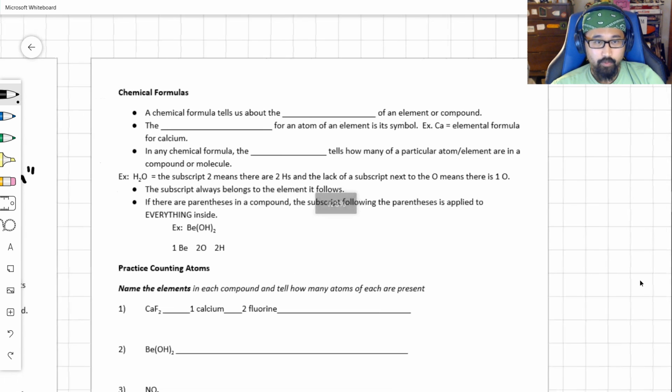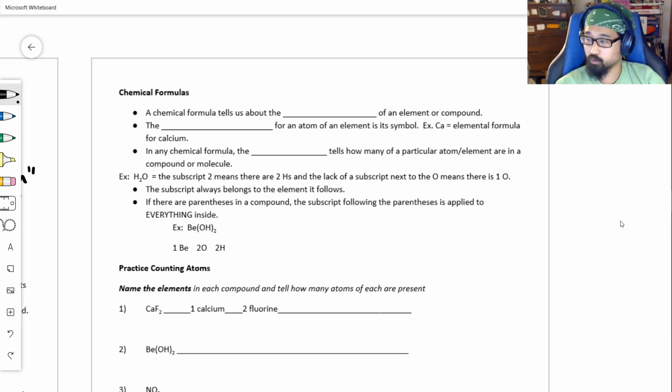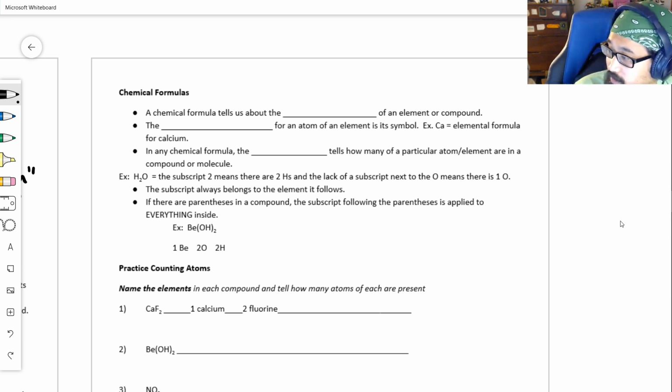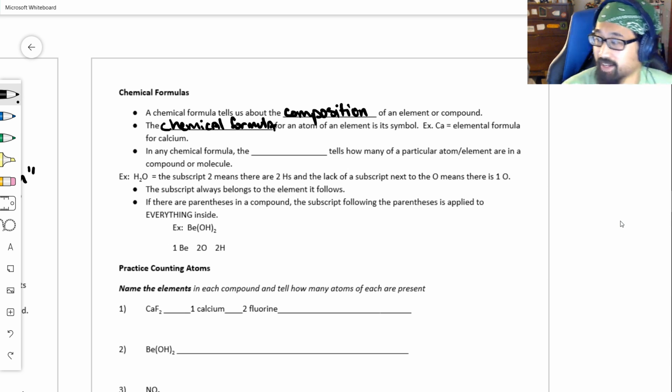I want to talk very quickly about the basics for a chemical formula. Chemical formulas are things like H2O, like CO2, C6H12O6, right? These things that tell us something specifically. They tell us about the composition of the element or the compound. Technically, the chemical formula for an atom of an element is just the symbol. So Ca is the chemical formula for calcium.